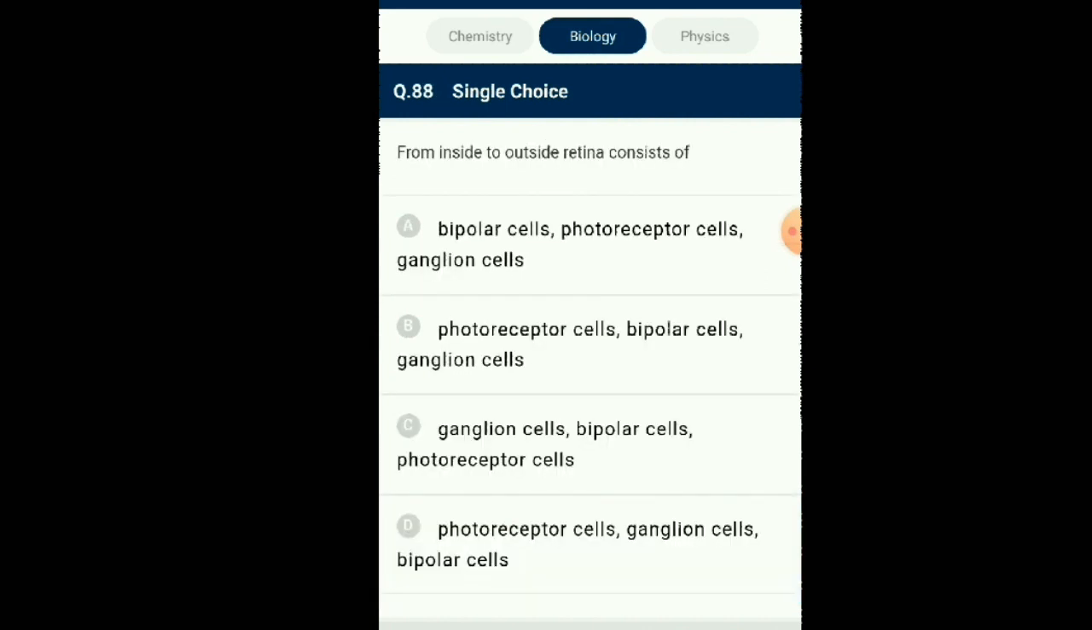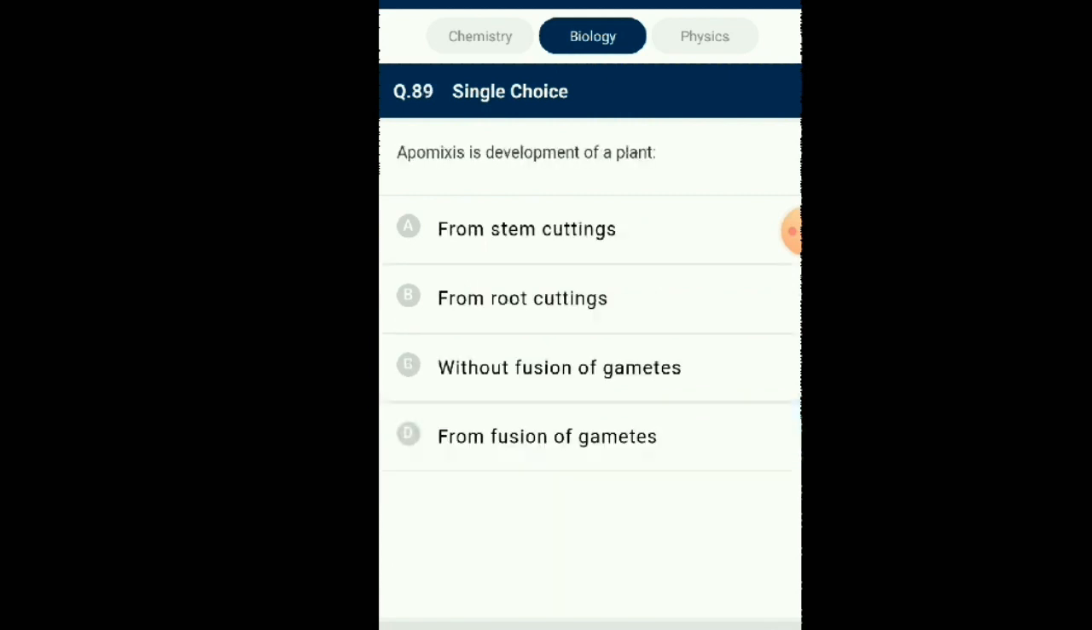Question number 88. From inside to outside, the retina consists of ganglion cells, bipolar cells, photoreceptor cells. The correct option is option C. Question number 89. Apomixis is development of a plant. Apomixis is the production of seeds without fertilization. So the answer for this question is option C, without fusion of gametes.